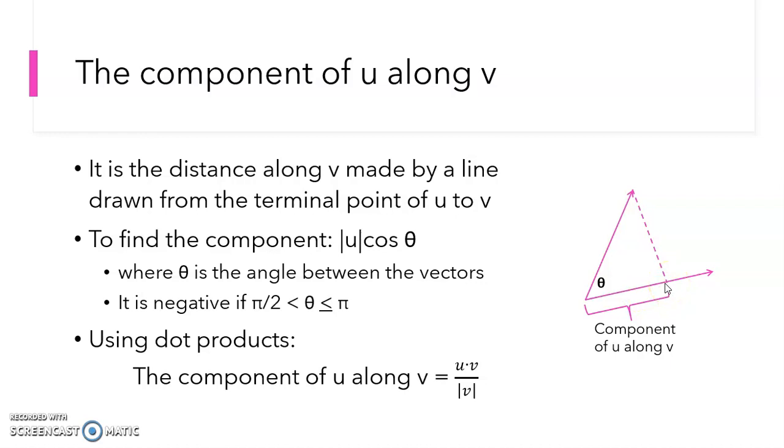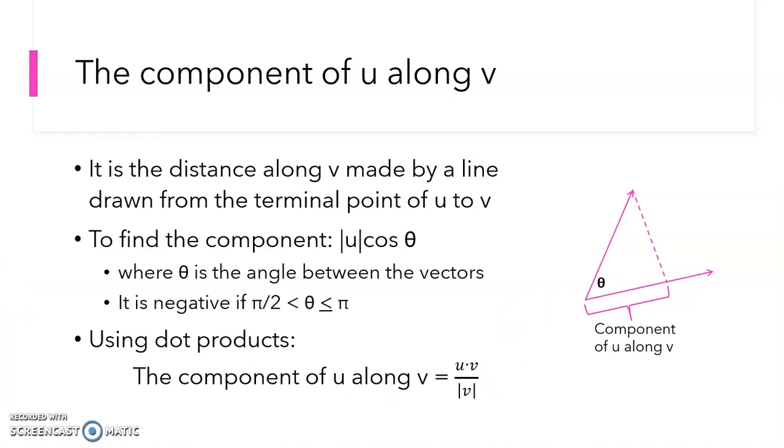Okay, now to find that component, we do the magnitude of u times the cosine of theta, where theta is the angle between the two vectors. And this component would be negative if theta is more than 90 degrees, because the vector would be pointing in this direction. And then the component of u along v would be negative because it goes beyond the initial point of v. And so it would be considered a negative, I guess you could call it a distance.